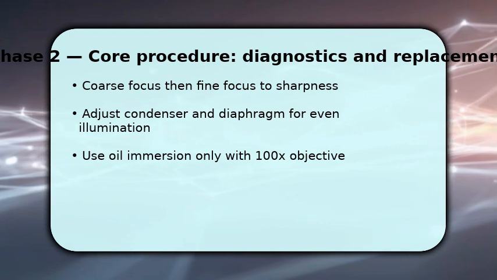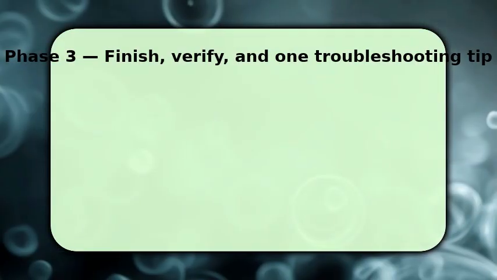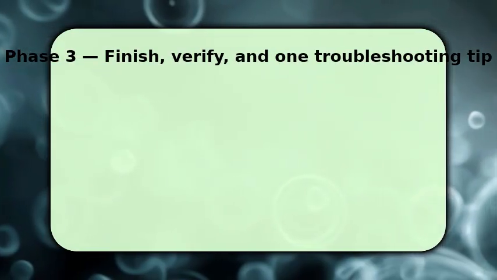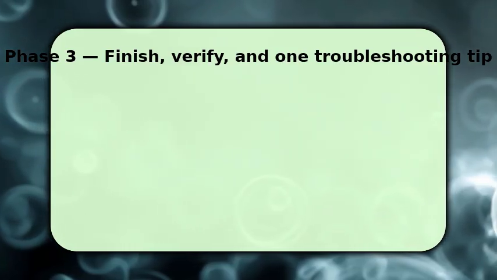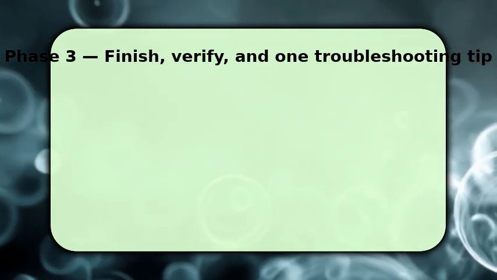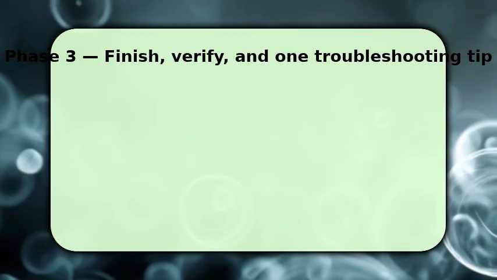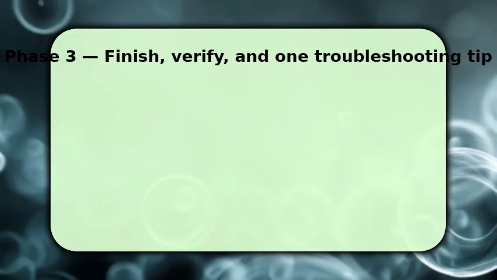You finish by documenting settings, objective, condenser position, iris aperture, and light percent, so you can reproduce results later. Then, clean optics. Use lens tissue and approved solvent to remove oil and debris. This preserves clarity. If images look soft or uneven, troubleshoot by realigning the condenser, confirming the stage and slide are flat, and checking for cover slip cracks.